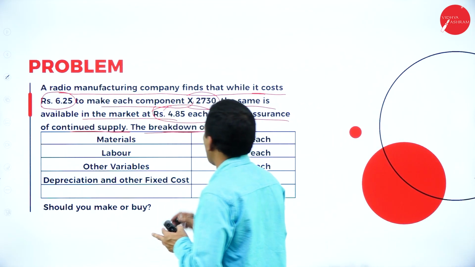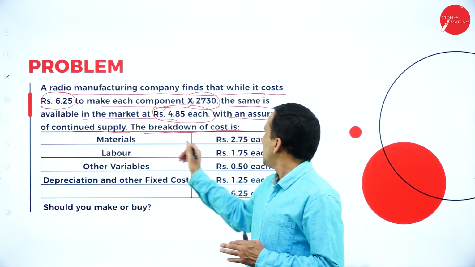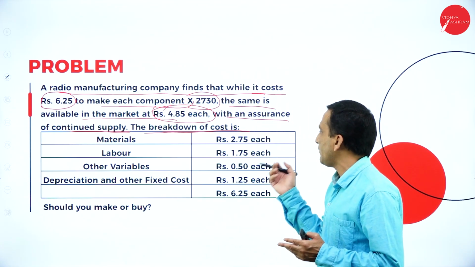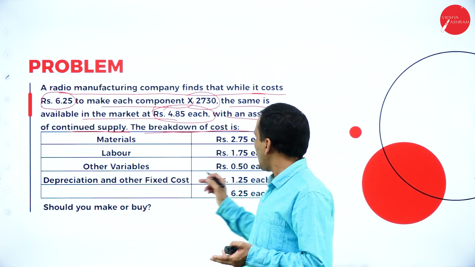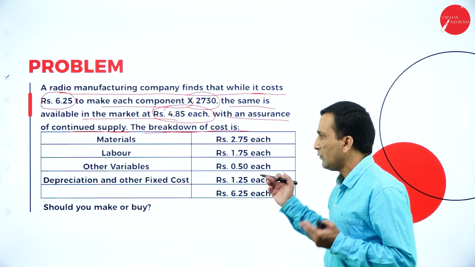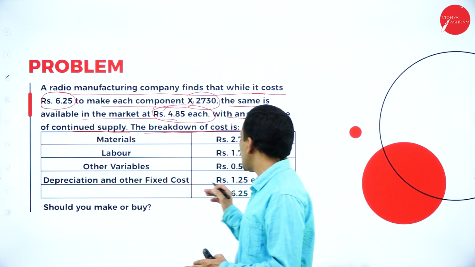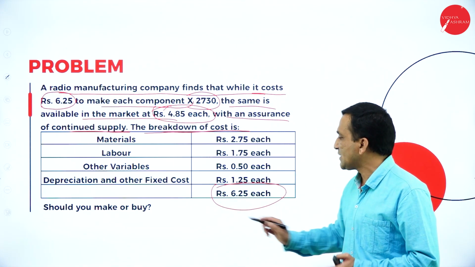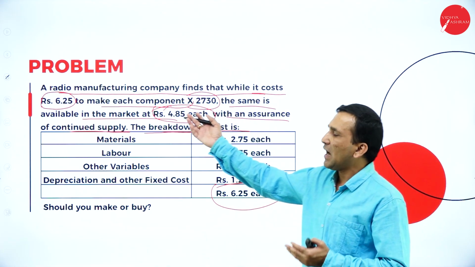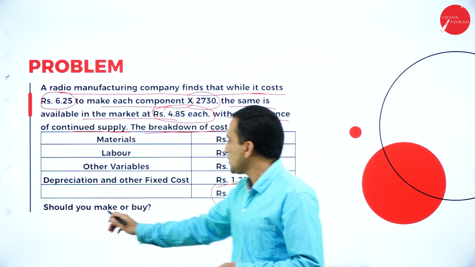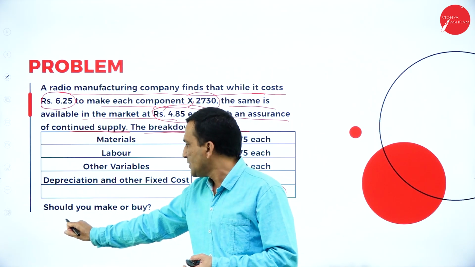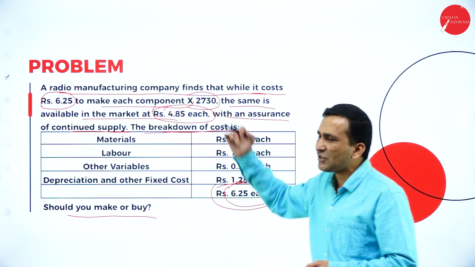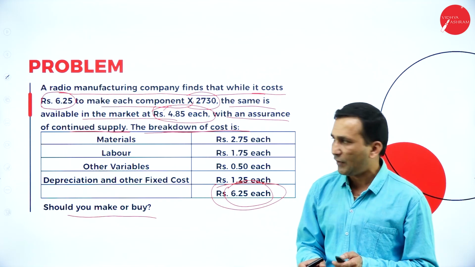The breakdown of the cost: materials 2 rupees 75 paisa each, labor cost 1 rupee 75 paisa each, other variable cost 0.50, and depreciation and other fixed cost 1 rupee 25 paisa. The total cost you pay is 6 rupees 25 paisa, while in the market it is 4 rupees 85 paisa. As management wanting to decide whether to make or buy, using transparent information we can decide to reject this offer.